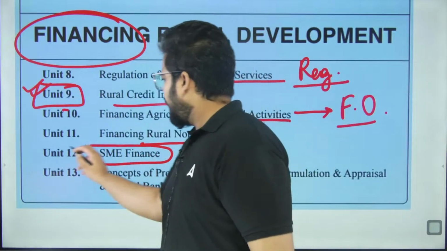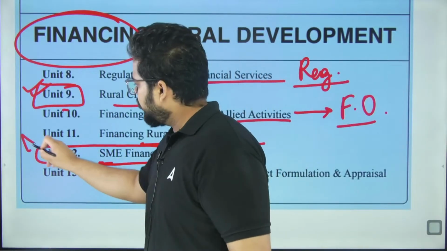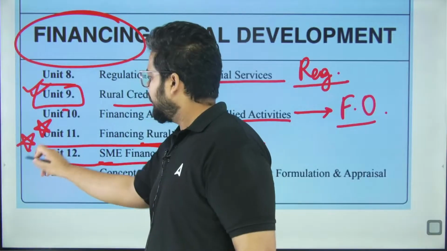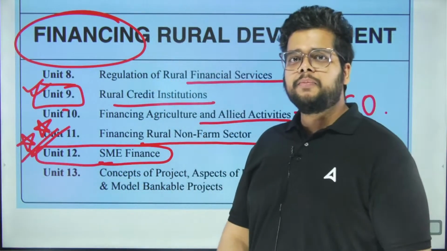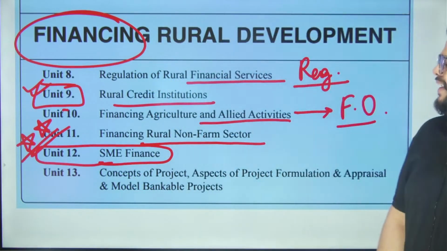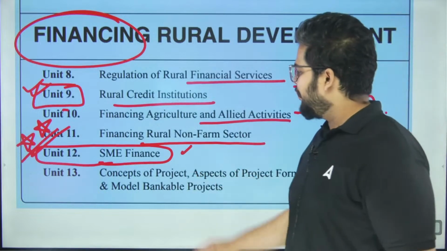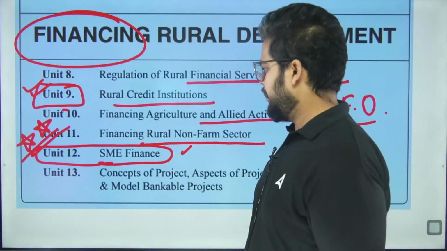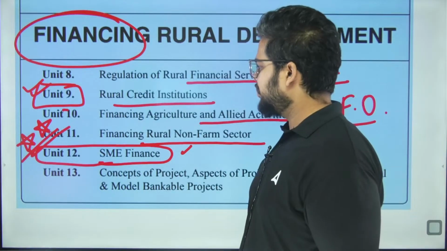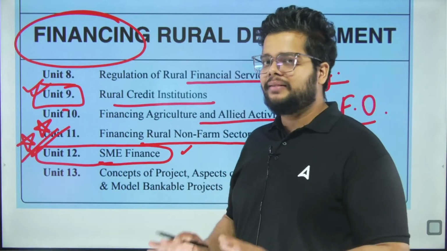SME finance, hands down, it is the most important unit. Here you cannot miss anything. The key focus area here will be what? The entire chapter. So the entire chapter will be important in unit number 12, I would say, because key focus area is not there. The entire chapter is very important.